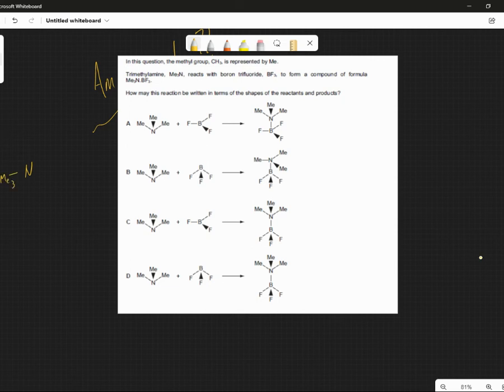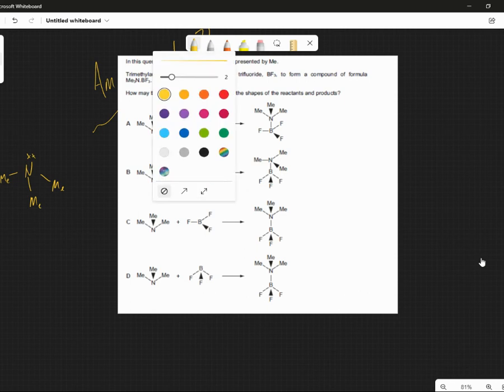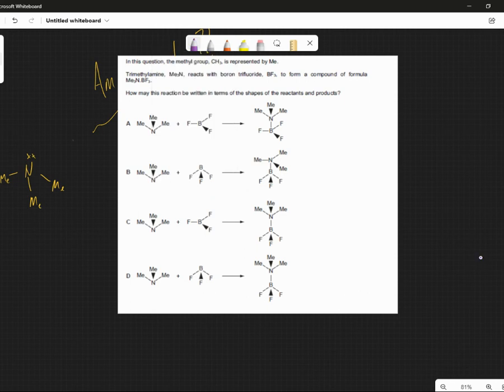Me3N. What shape will this have, anyone? Anyone know the shape? Because there's a lone pair on the nitrogen, it's going to be one of these shapes, or this shape, or this shape, or this shape. So that doesn't help us. They're all the same shape.